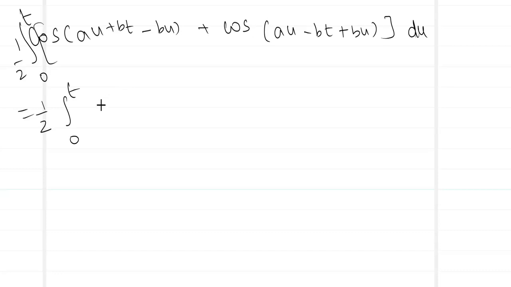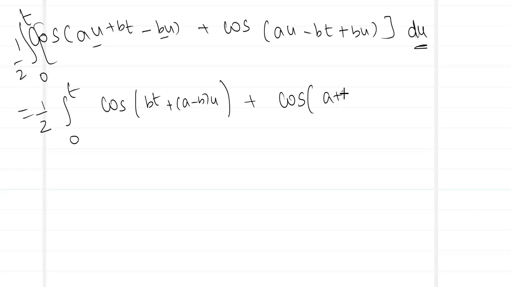On simplification, the variable that is going to be present in the function is u. So let me collect the u term separately and the t term separately. bt is a constant, and we have a minus b times u, that is au minus bu. In a similar fashion, over here also collect your u term separately. So it is cos of (a plus b) times u minus bt. Now this has to be integrated with respect to u.